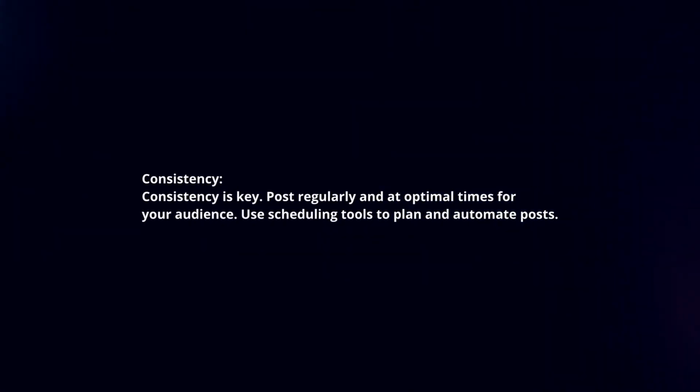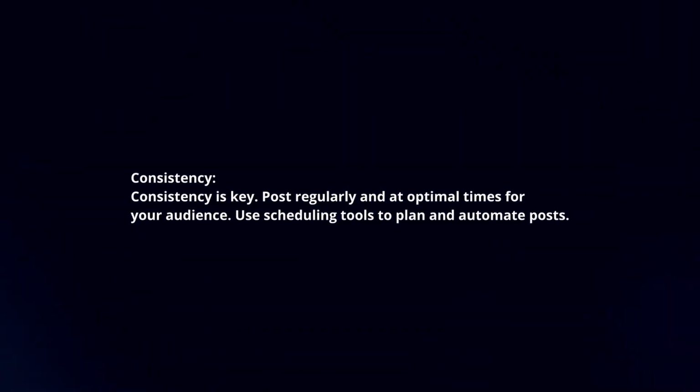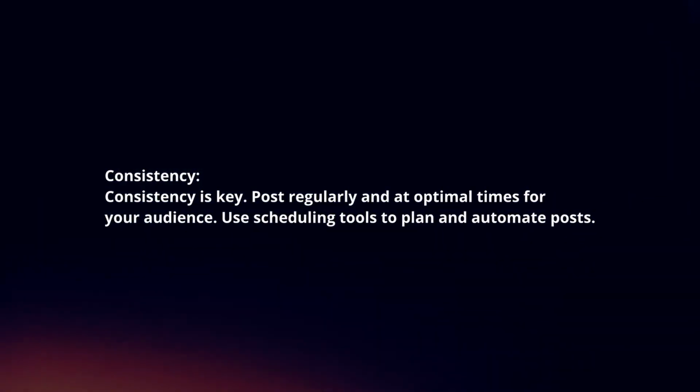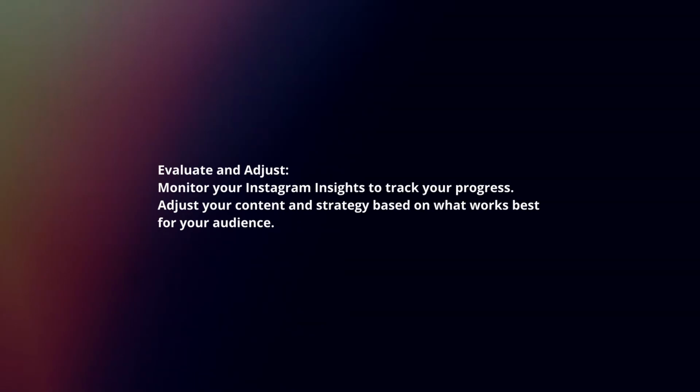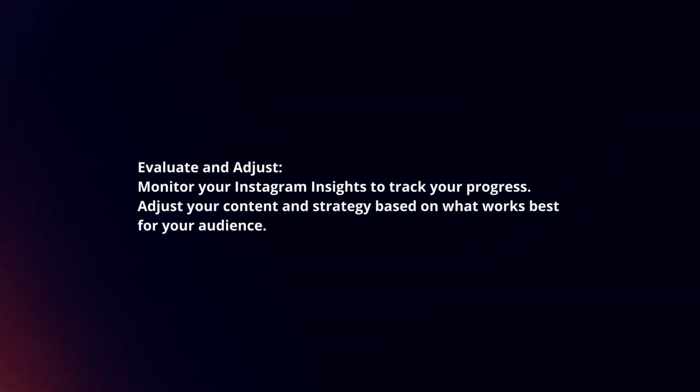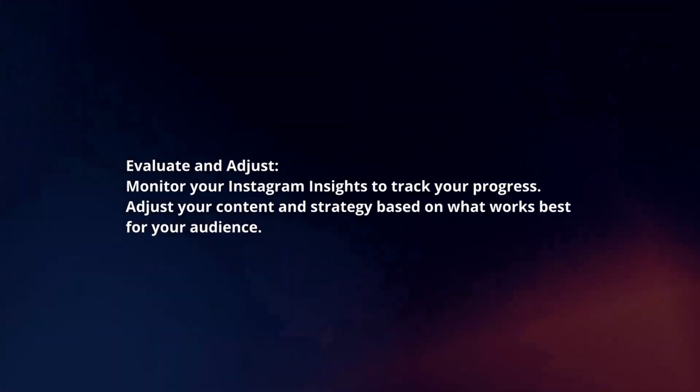Consistency. Consistency is key. Post regularly and at optimal times for your audience. Use scheduling tools to plan and automate posts. Evaluate and adjust. Monitor your Instagram insights to track your progress. Adjust your content and strategy based on what works best for your audience.